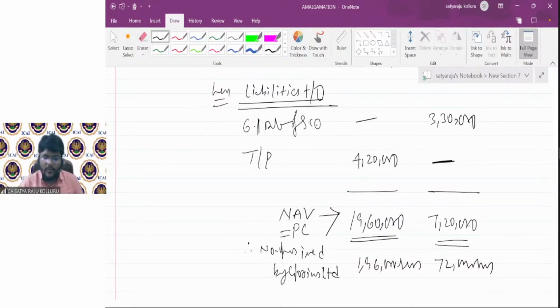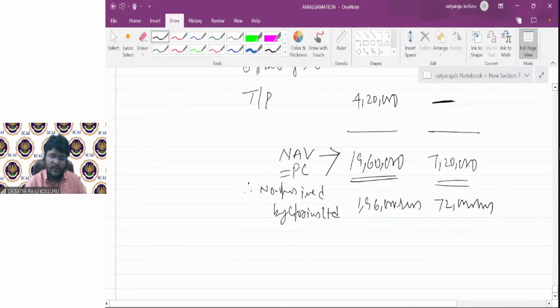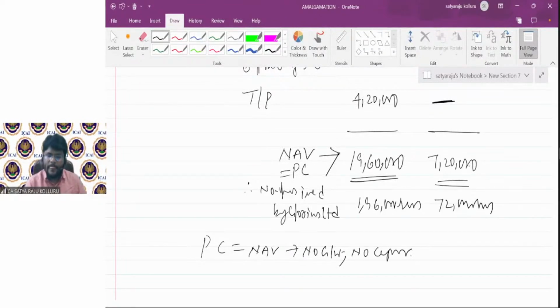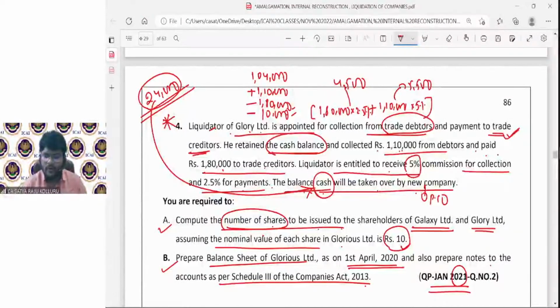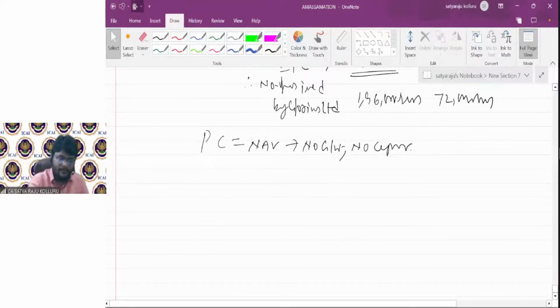Now PC is over, the major burden is over. And one more thing, sir, is there any chance of occurring goodwill or capital reserve? If you check here, PC is equal to NAV. No goodwill, no capital reserve. Okay, PC we calculated under the NAV method. That too, PC is recorded at par value only. Now I need to prepare the balance sheet. All of you come to the balance sheet preparation.